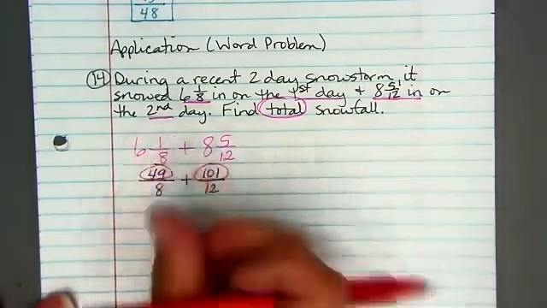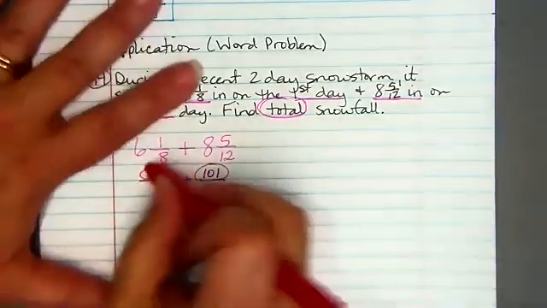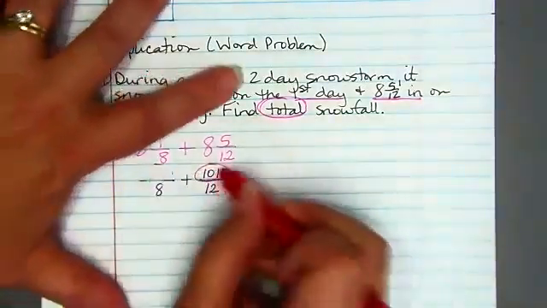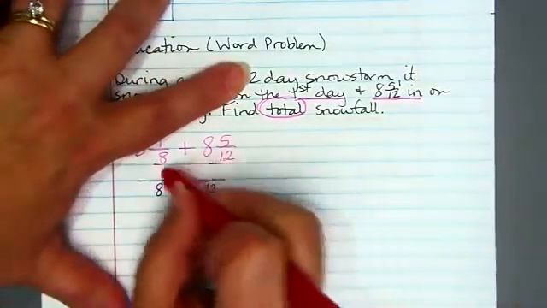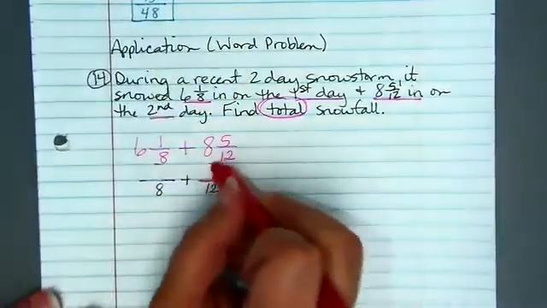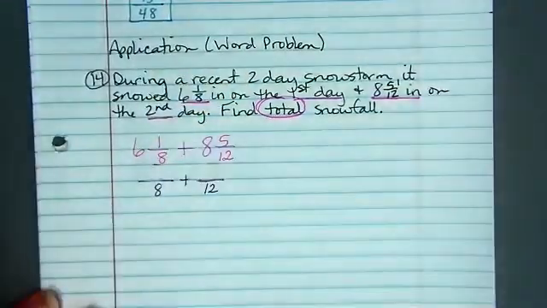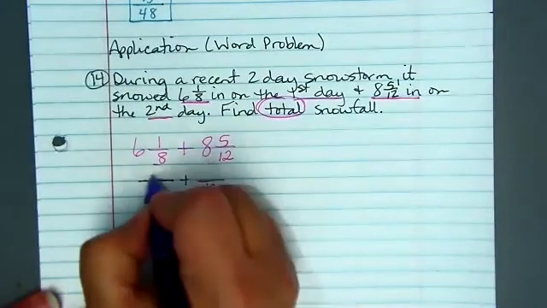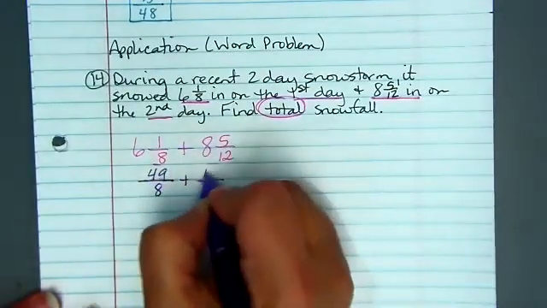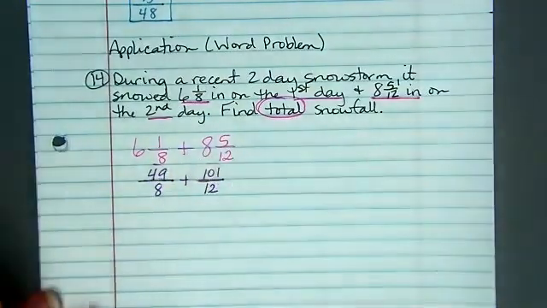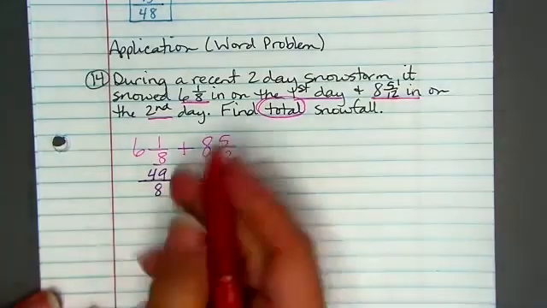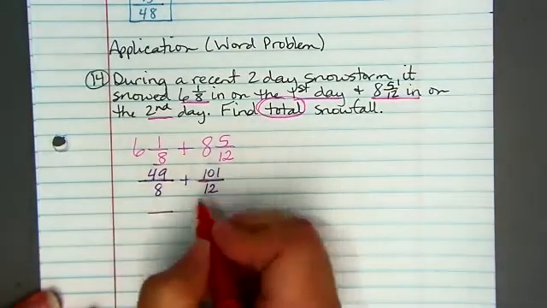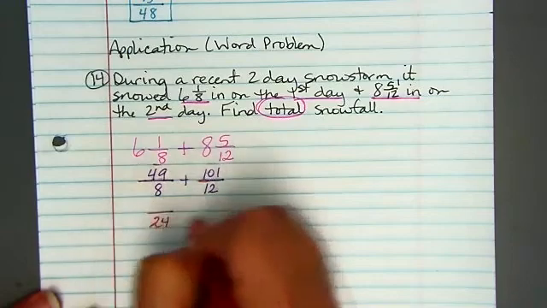Okay, so I'm going to erase this. And what's happening right now is my brain is thinking that there is a different way that you can work this problem that's going to be a little bit easier, and I'm going to show you that. So we have 49 over 8 and 101 over 12. Okay, we have to find the common denominator, which for this is going to be 24.